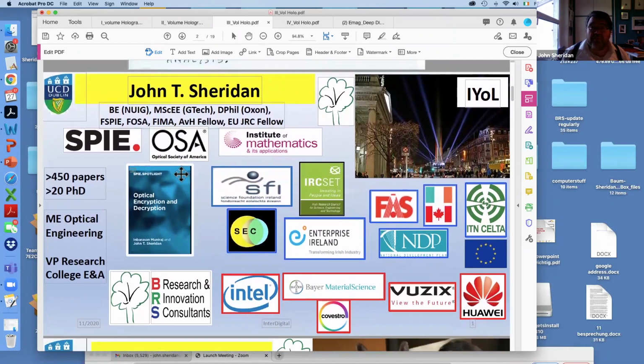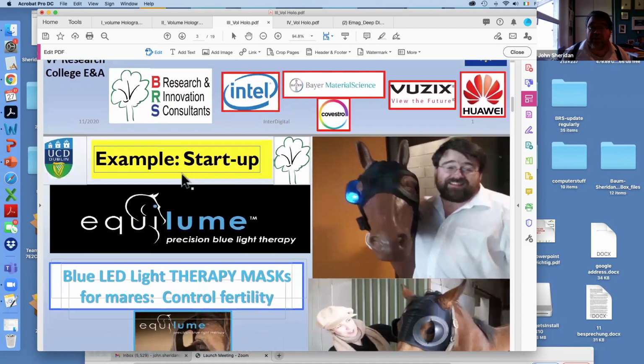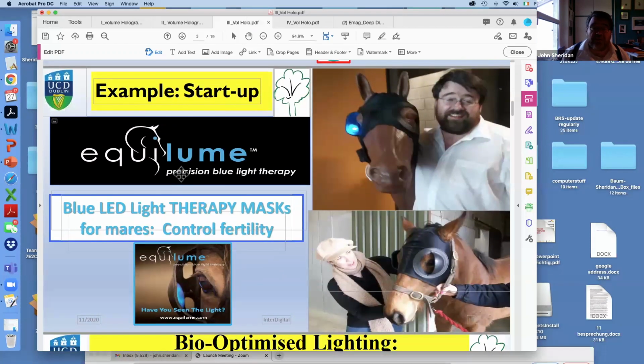I promised you that I'm going to try to do something every day about something we've done in our group. This was a project where we built a mask, as you can see here. The mask has a blue light. Basically, we can put that on horses and we can trick the horse's body into thinking, for example, it's spring. And by tricking the body of the mare into thinking it's spring, we can actually control when the horse is pregnant.